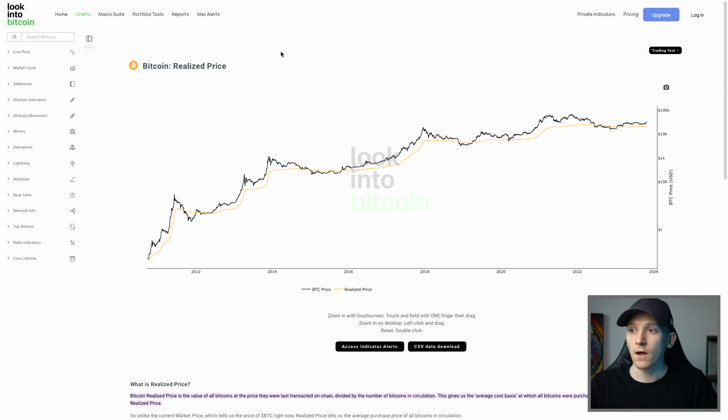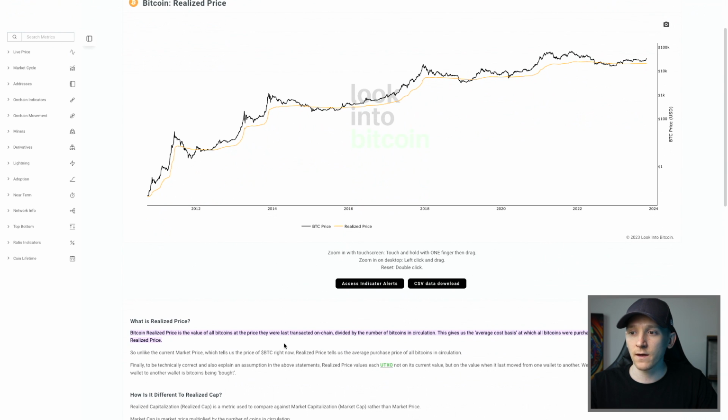You can search up here. Realized price, as you can see here, takes the value of all BTC at the price they were last transacted on chain divided by the number of Bitcoin in circulation. It gives us an average cost basis at which all Bitcoins were purchased.